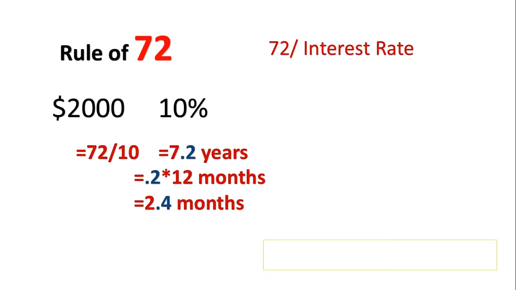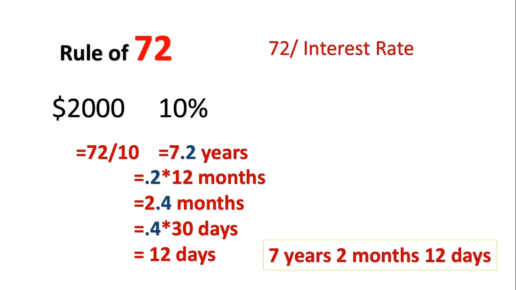It's 2 months, but what's 0.4? It means 2 months, a few days. So now we need to convert it into days. 0.4 multiplied by 30, because 30 days equal 1 month, right? So we convert it into days and get the answer 12 days. So we got 7 years, 2 months and 12 days.